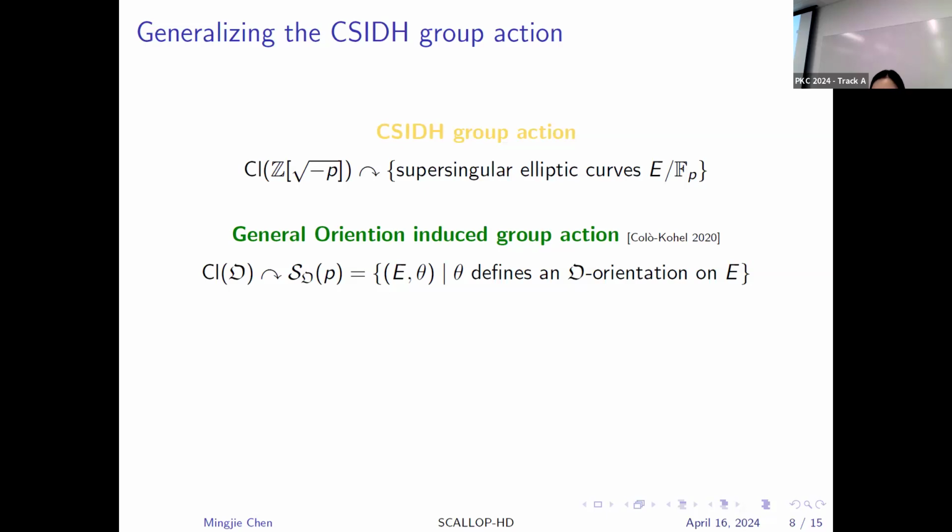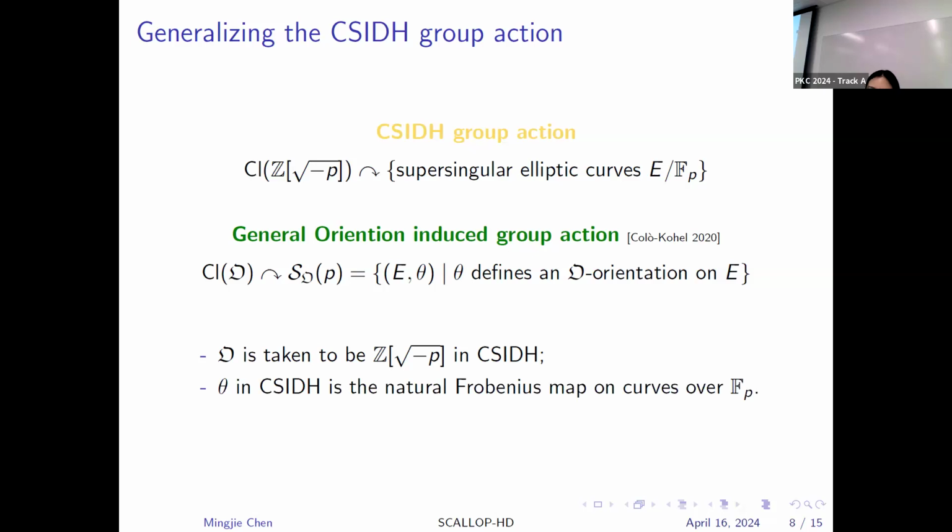And the set is the set of O-oriented supersingular elliptic curves, where the orientation is defined by some endomorphism on the elliptic curve, which we denote by theta. If we take O, the order, to be Z adjoining the square root of negative p, then that's the CSIDH setting. And why doesn't theta appear in CSIDH? Because it's the natural Frobenius on curves defined over Fp. Everybody knows how that acts, so we don't need to specify it.